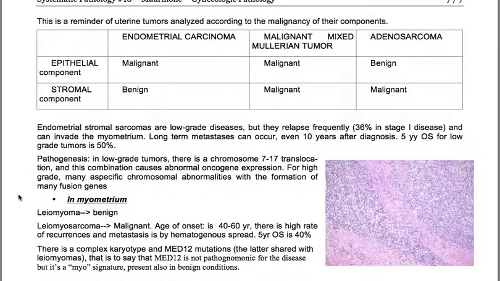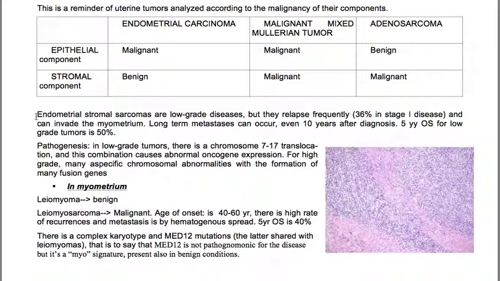Endometrial stromal sarcomas are low-grade disease, but they relapse frequently, 36% in stage 1 disease, and can invade the myometrium. Long-term metastases can occur even 10 years after diagnosis. Five-year overall survival for low-grade tumors is 50%. Pathogenesis: in low-grade tumors, there is a chromosome 17 translocation, and this causes abnormal oncogene expression. For high-grade, many have specific chromosomal abnormalities with the formation of many fusion genes.